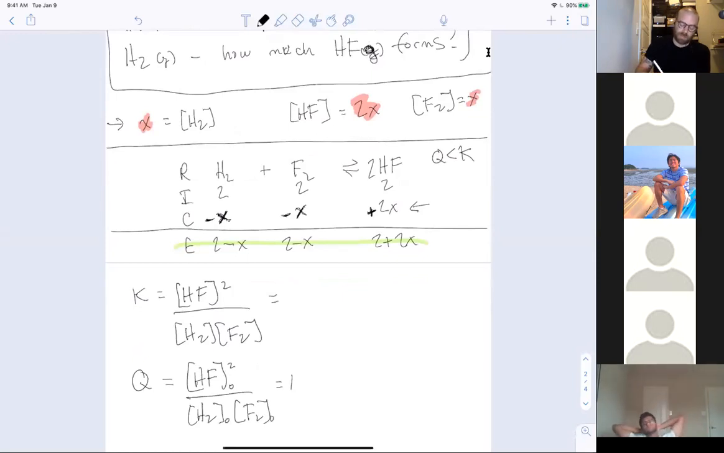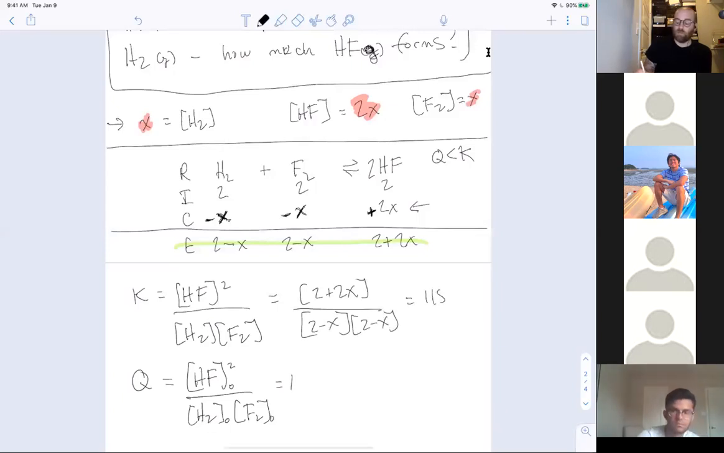Now, I'm not going to put the F on there, but this is like the final concentration. So after this has come to equilibrium, what are my final concentrations? So I plug in these algebraic expressions I've made, which is to say that at equilibrium I have 2 plus 2x over 2 minus x times 2 minus x. And I know that the equilibrium condition is that this has to equal 115.